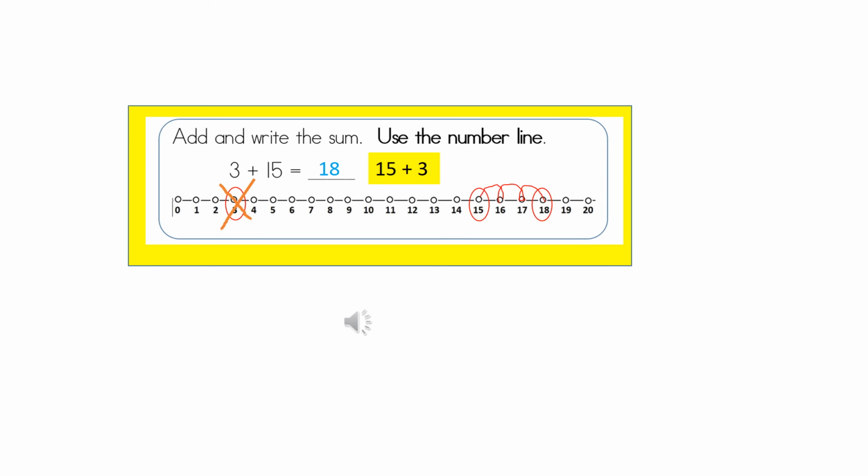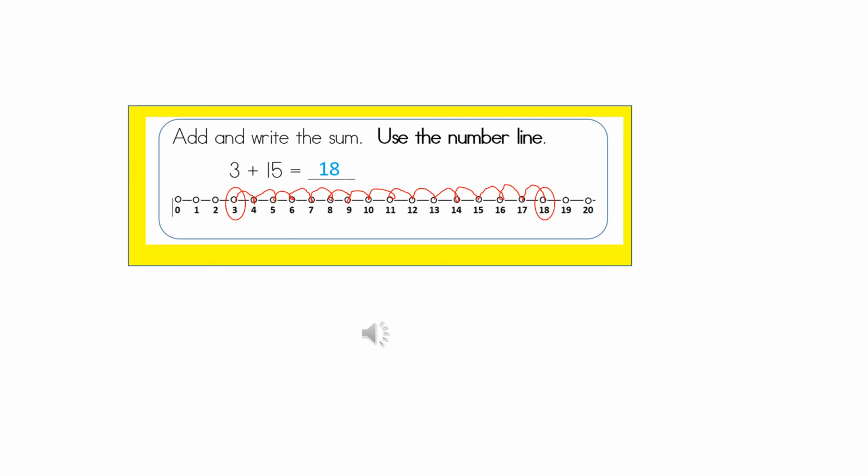And it's much easier to start with the bigger number, 15, and jump only 3 times than if we had started with the smaller number, 3, we would have had to jump 15 times. Here's how the number line would look if we had started at the smaller number 3 and jumped 15 times. We'd still land on 18, but it would be a lot more jumping, and we would be much more likely to make a mistake.